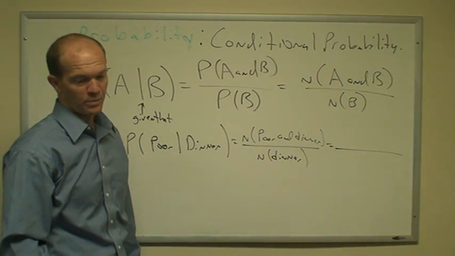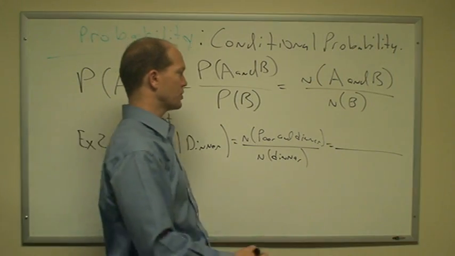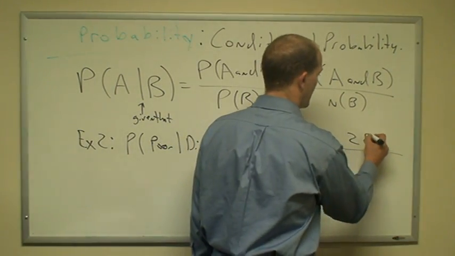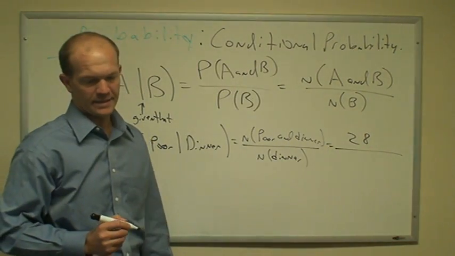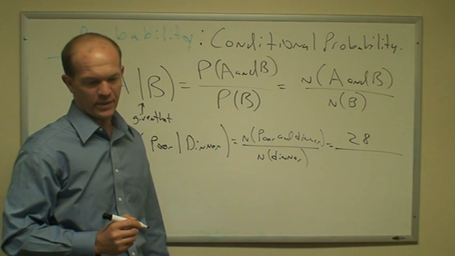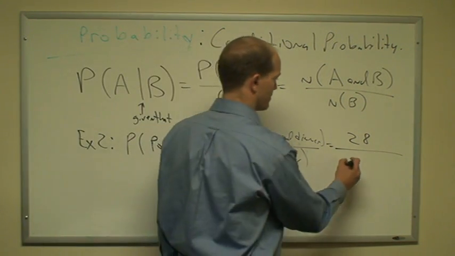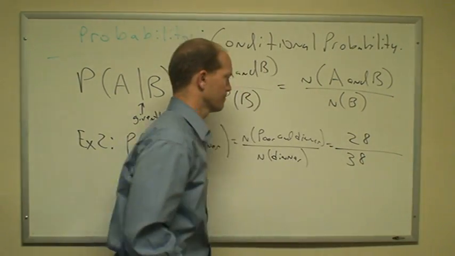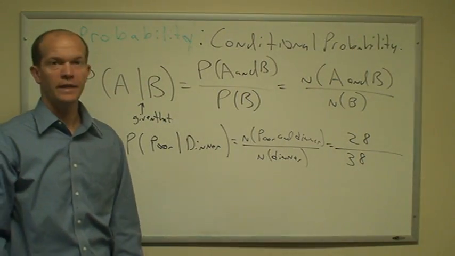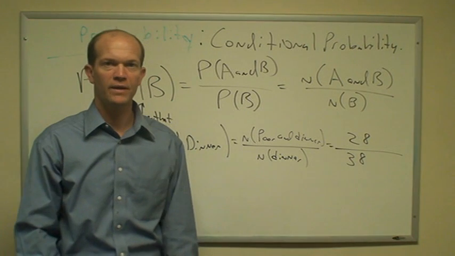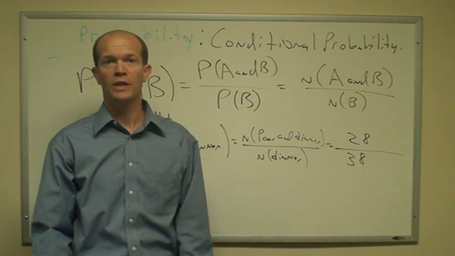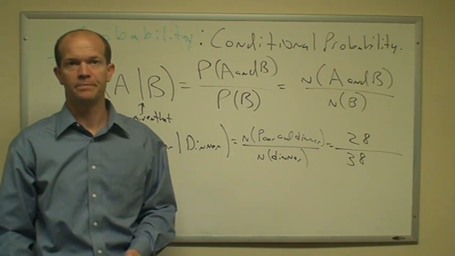Now these numbers should both be in the table. If I look on that, I should see the service was poor at dinner 28 times, and that dinner was the meal evaluated a total of 38 times. And that should be the answer to example 2. I won't simplify that or write that as a decimal, but that's what we're looking at for conditional probability.